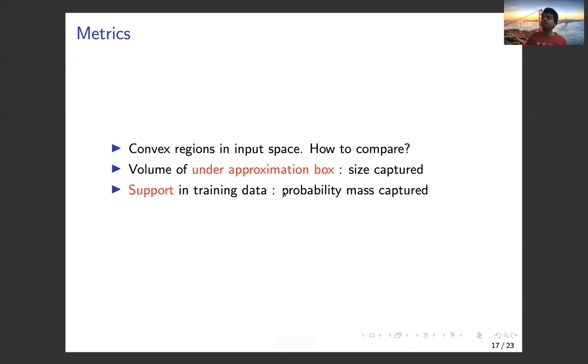Also, in addition to the size of the convex region, we are interested to know how important or how good that convex region is. So we want to identify those convex regions which have high probability mass in the input space. A proxy for that is the number of training points that lie in that convex region, which we call our support metric. So these are the two metrics that we will be considering.